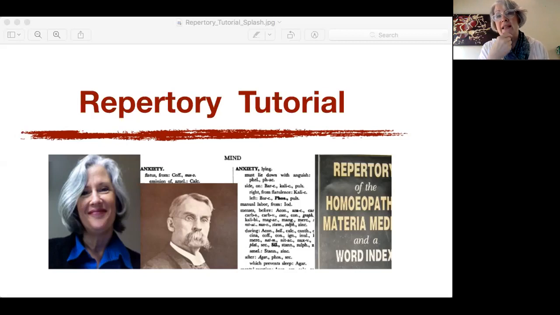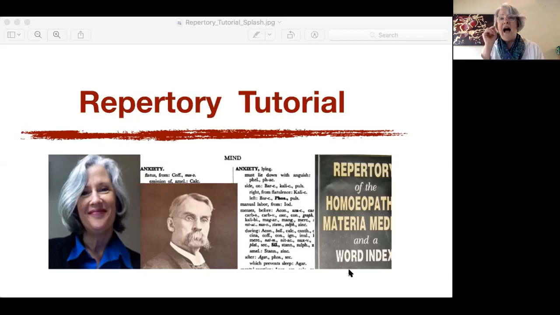My general idea is that if it's only on the head, then I'm going to find it in the head section. If it's on the head and the left elbow and the knee, then I'm going to look in the generals section because it's affecting the person generally. Okay, does that make sense to everybody?